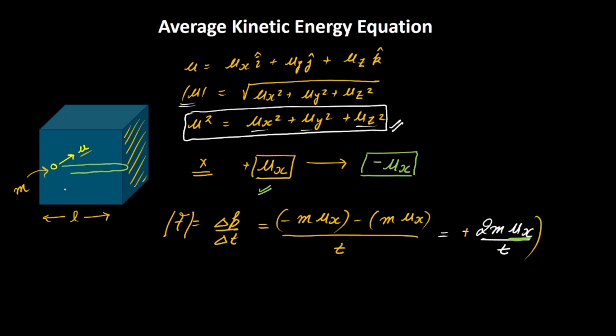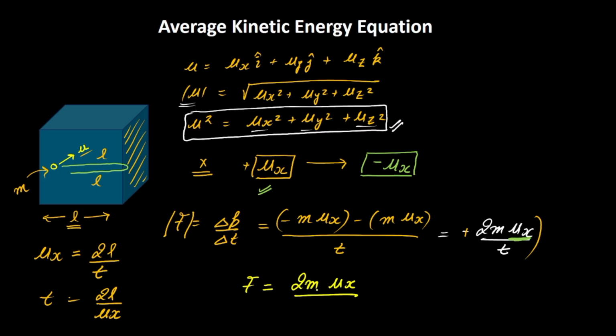We know that the particle is traveling L length and the velocity in the x direction is ux. So speed, that is ux, is equal to distance divided by time. The distance that the particle travels is L going in this direction and again L in coming back in this direction. So the distance would be 2L divided by time. So we can say that the time would be equal to 2L divided by ux. Now the force equals 2m into ux divided by time, that is 2L divided by ux. So this ux will go in the numerator and it would become ux square.